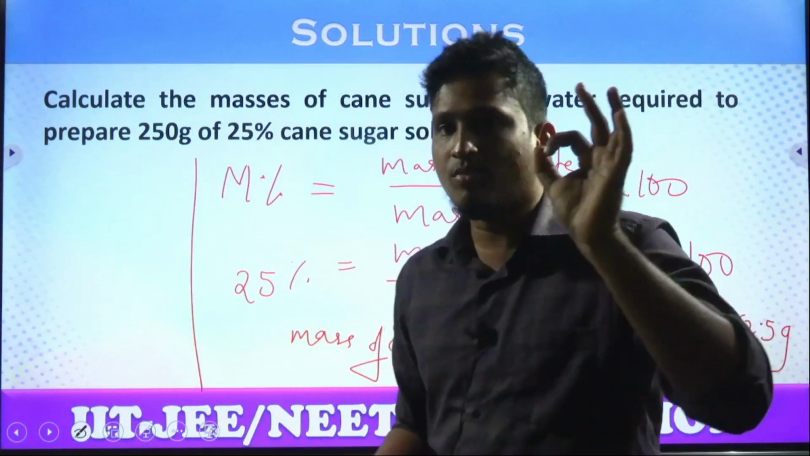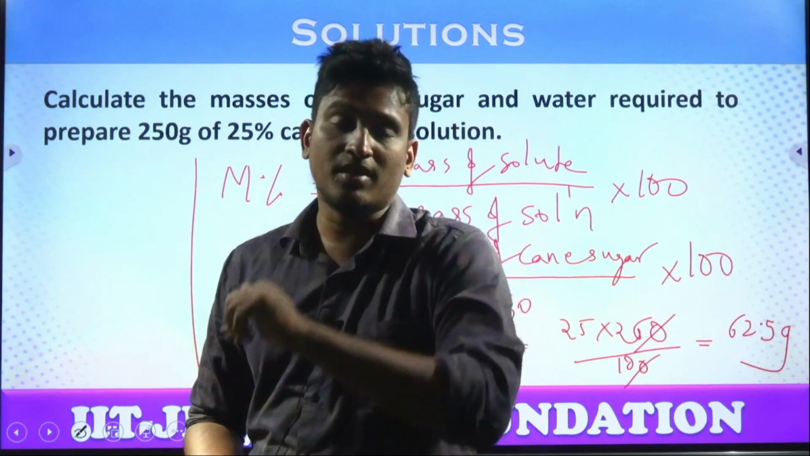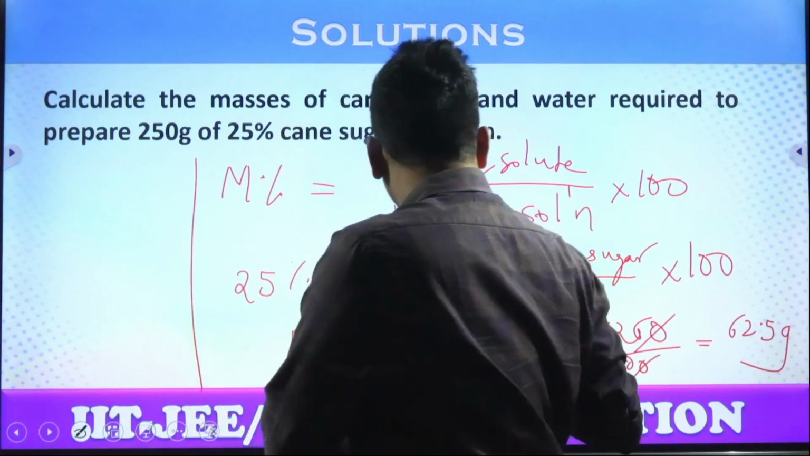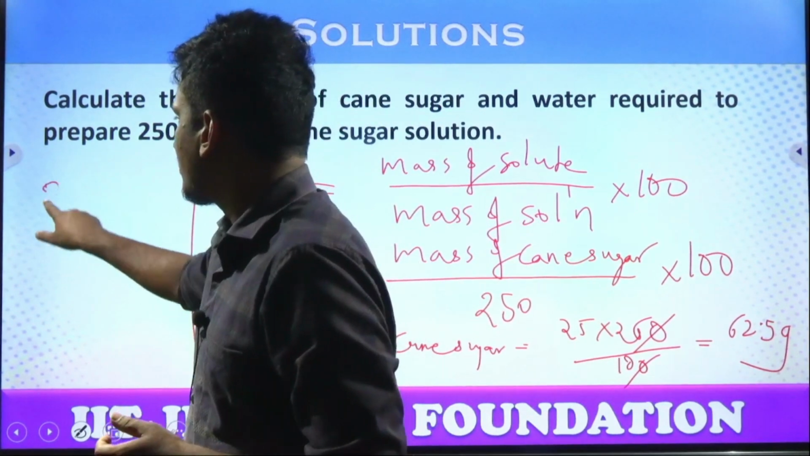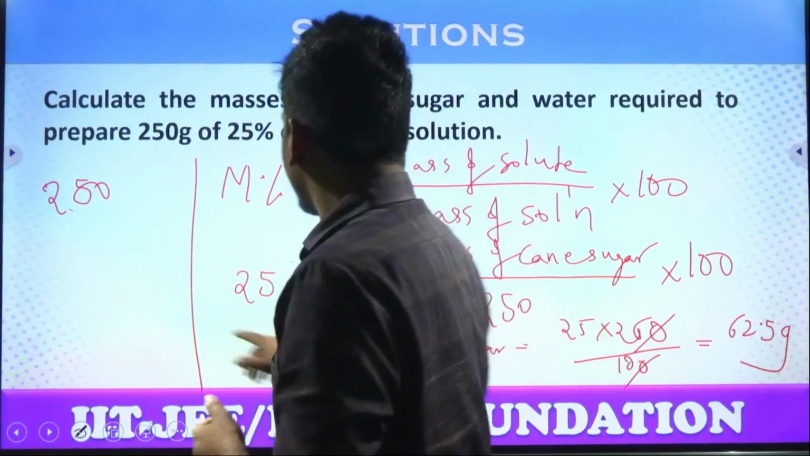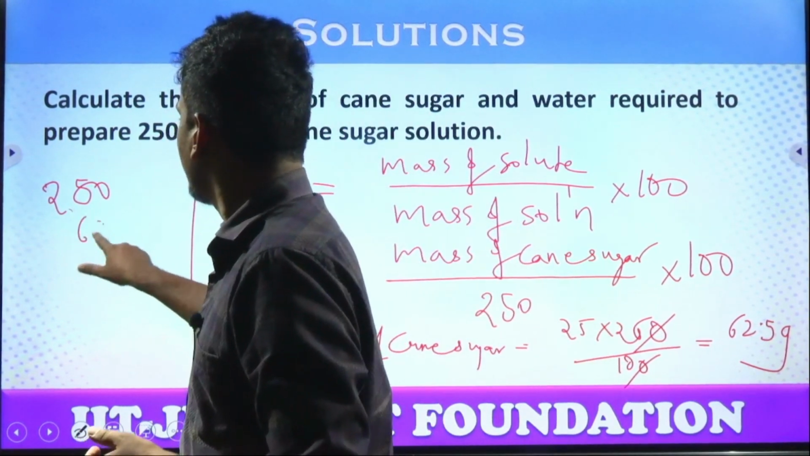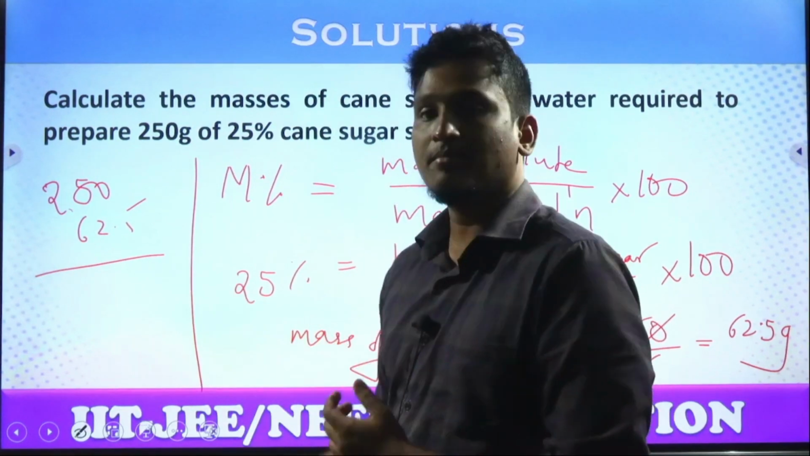Cane sugar plus water together form a solution or not? Now you already know the mass of cane sugar. Now how can you find the mass of water? Simple. The mass of solution is 250. Mass of solution is 250, students, and cane sugar mass is how much? Which is 62.5 grams. So now subtract, then we'll get the mass of water or not.